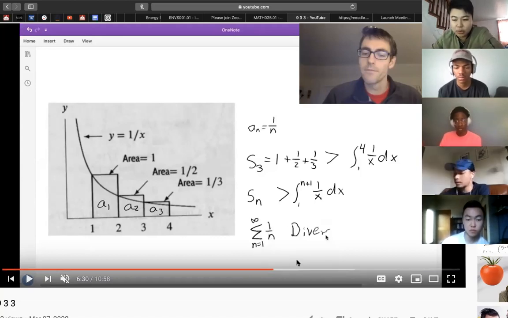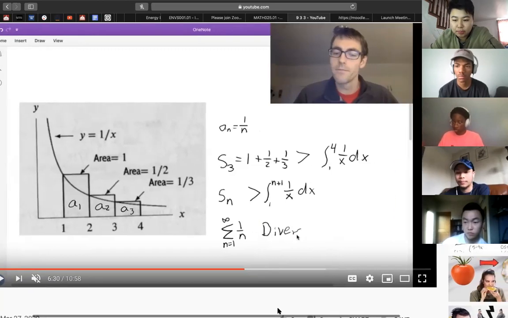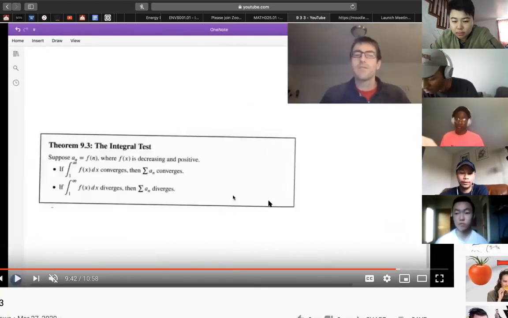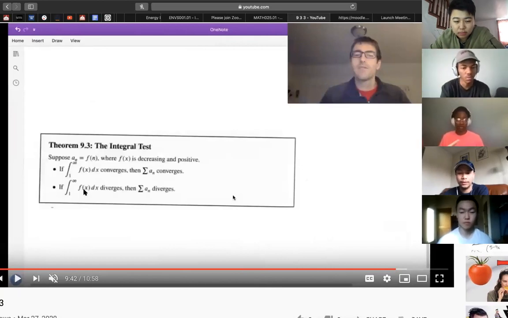That's basically it for 9.3. Here's the theorem if you want to get a better look at it.